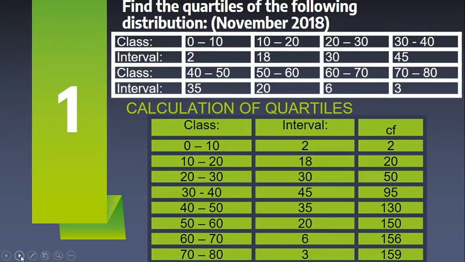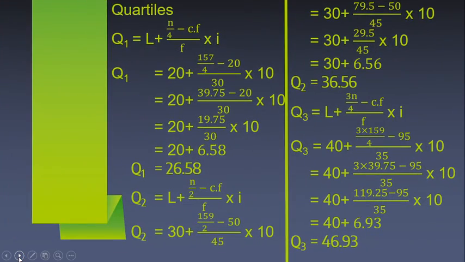Class size is 10. So we are going to substitute over here 30 plus N by 2 minus CF 50 by the frequency 45 into the class size I, which is 10. On subtracting, you get 29.5 by 45 into 10. This is solved, you get 6.56. 30 plus 6.56 is 36.56. So Q2, the second quartile, is 36.56.